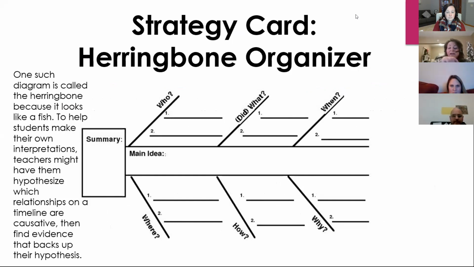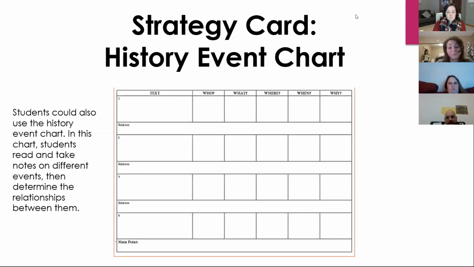It gives them a kind of graphic organizer because these are supposed to look like the scales of the fish, and then analyze with evidence and make a hypothesis. History event chart. Okay, here's the text. Let me get the who, what, where, when, and why of each of these. And then I can determine the relationships between them.